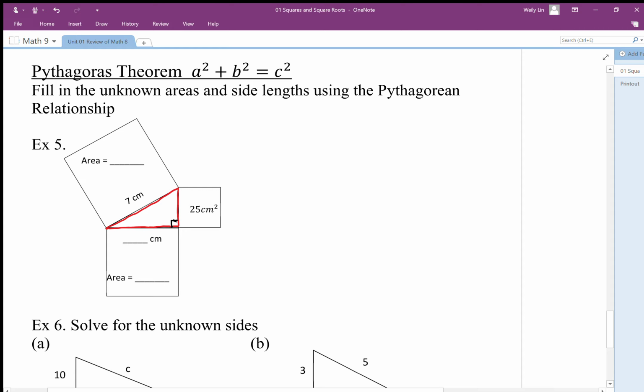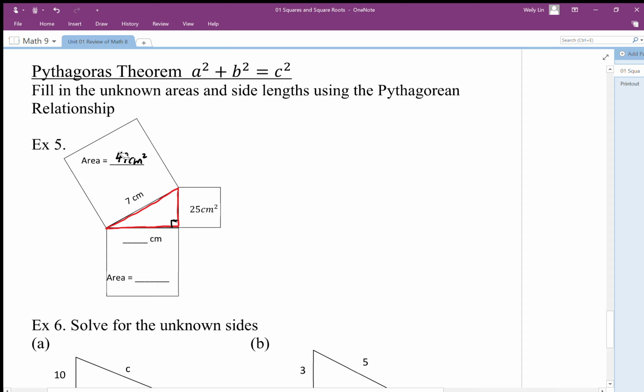So if I want to find parts of the side length of the areas, I can just work this out. I have a side length of 7 of the hypotenuse, so I can find area by squaring. And here I can now use the relationship. Although I don't know the side length or the area, I know that these two areas relate to this area in here. So a squared plus b squared equals c squared.